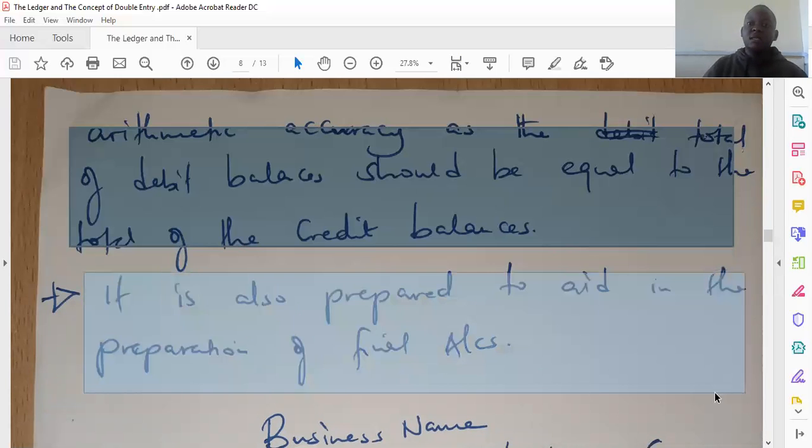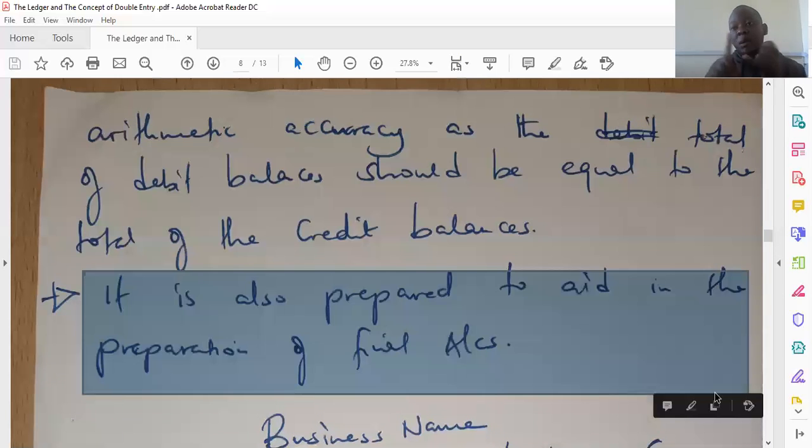In most cases, the trial balance serves two purposes. One is arithmetic accuracy, to test whether the two sides are equal, so as to determine whether our process of accounting is okay. And two, we prepare the trial balance to help us in preparing the final accounts. The final accounts, in which case here we have the balance sheet and the trading and profit and loss account, we shall cover in our next lesson.